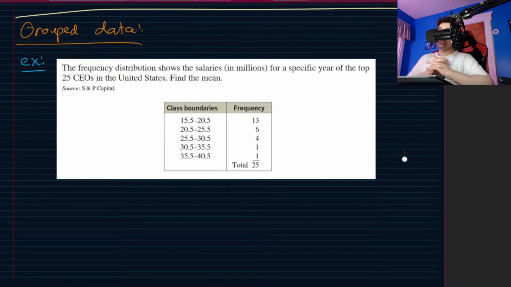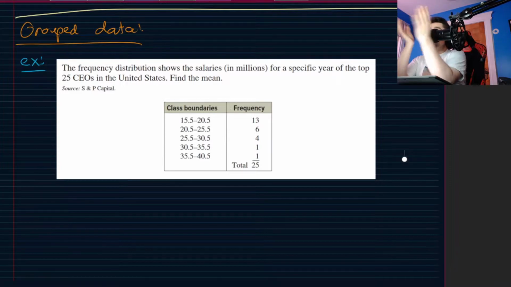Okay, so here I've got an example of a set of grouped data. So we don't have the raw data. We just have this set of grouped data. In the first class, it says the frequency distribution shows the salaries in millions for a specific year of the top 25 CEOs in the U.S. So it would seem that there's 13 individuals who had a salary between 15.5 to 20.5 million, but we don't know exactly what that salary was. It was just in that range.